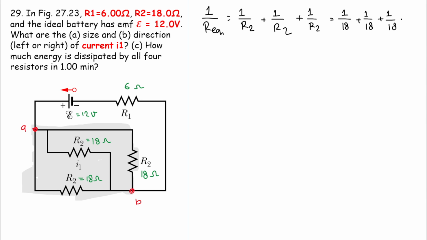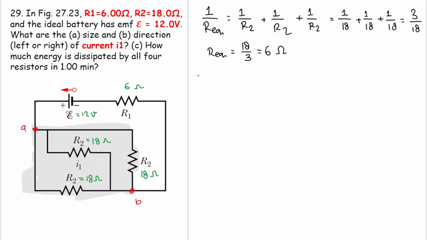And so that will be 3 over 18. But that is 1 over R equivalent. To get the R equivalent, we can just flip that. Right, so I will have 18 divided by 3. We can just flip the fraction, and then that will be 6 ohm. Good. We have our R equivalent now.